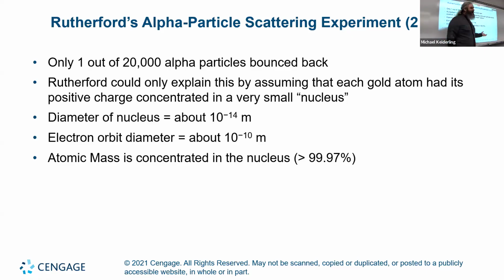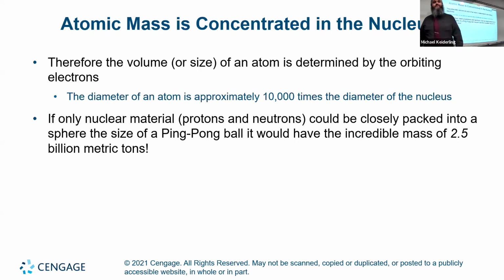And the atomic mass is concentrated in the nucleus. About 99.97% of the mass is in the nucleus, because the electrons are so much lighter than the protons and neutrons. So almost all the mass of an atom is concentrated in the nucleus. The volume or size of an atom is determined by the orbiting electrons, which is about 10,000 times the diameter of the nucleus.